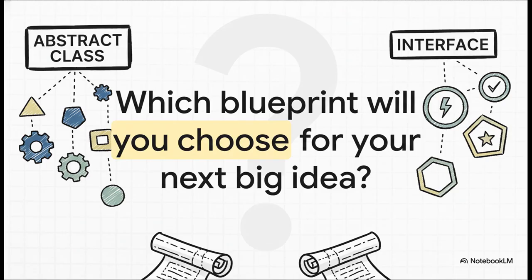So the next time you're starting a new project and you're at the design stage, just ask yourself this. Do I need a common base, something that provides some shared code for a family of related classes? If so, an abstract class is probably your answer. But if what you really need is to define a set of capabilities, a contract that lots of different unrelated classes can agree to, then an interface is absolutely the way to go. You have the tools. The choice is yours. Which blueprint are you going to use for your next big idea?